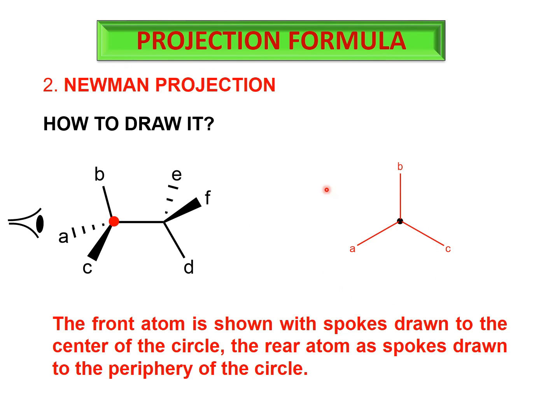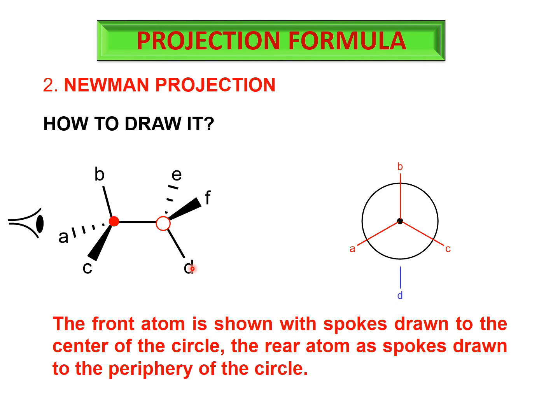Then we analyze the rear carbon. So the rear carbon is drawn with a circle. So you draw a circle here. And then you draw the groups from the circle, those which are attached to this rear carbon atom. So it has a group D projecting downwards and drawn with this solid line. Solid line means it is in the plane of the screen and it is going downwards. So you draw D here straight down.